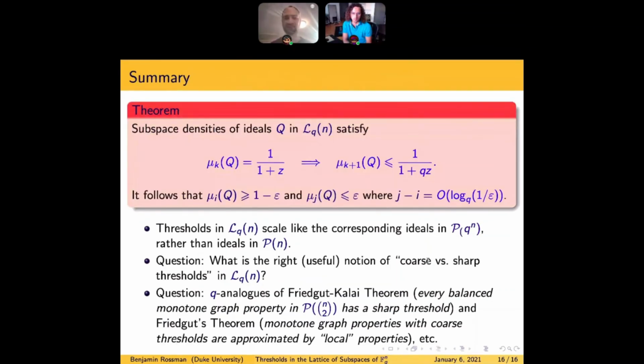And then this is just summarizing, I'll state the result again. We show that ideals in L_q^n scale like the corresponding ideals in the Boolean lattice on q^n atoms. And then there are some natural, interesting questions. What's the right or useful notion of coarse versus sharp thresholds in the linear lattice? And can you show q-analogs of results like the Friedgut and Friedgut-Kalai theorems? So yeah, that's it.